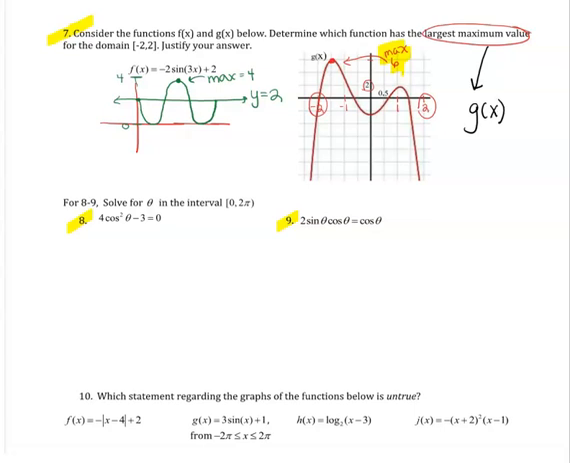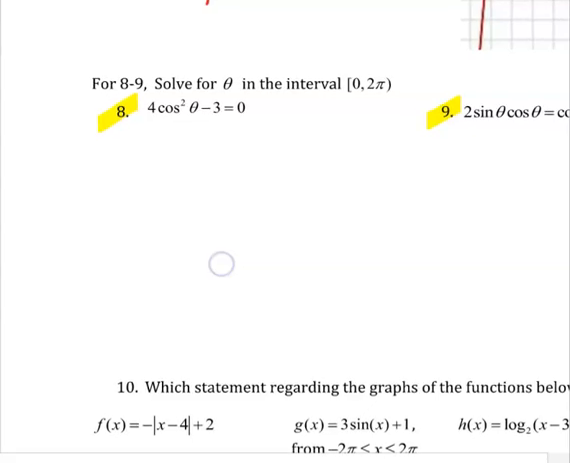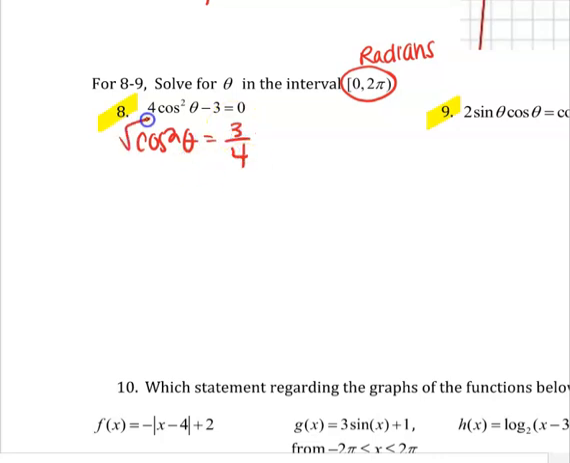All right, coming on down to number 8. I'm going to zoom in here. Solve for theta in the interval of 0 to 2 pi. When you guys see this, that means I want my final answer in radians. So we'll keep that in mind for the very end. For number 8, I'm going to isolate the cosine squared. And then I'll take the square root. Now keep in mind you're going to get plus or minus radical 3 over 2.